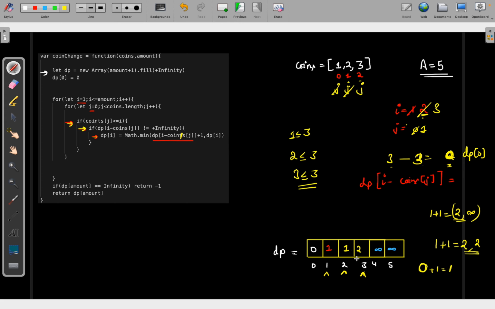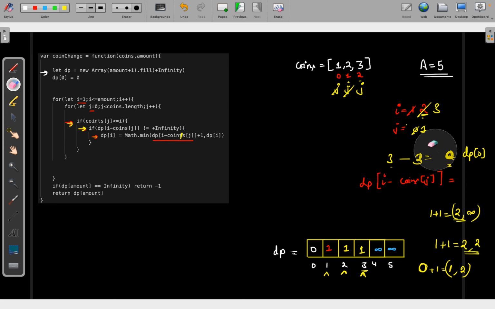And what is dp of i? That is 2. So I am finding a minimum between 1 and 2. So 1 and 2, which is minimum? 1. So I will update this with 1. And that is true, right? To make an amount of 3, you need only 1 coin. To make an amount of 2, you need only 1 coin. To make an amount of 1, you need only 1 coin. So now let's see the next case quickly.